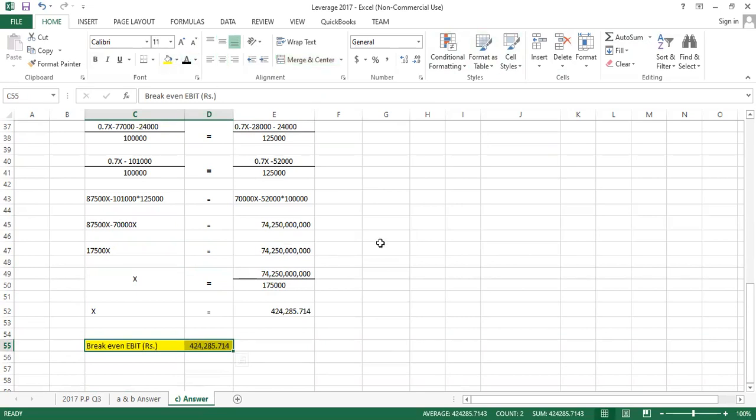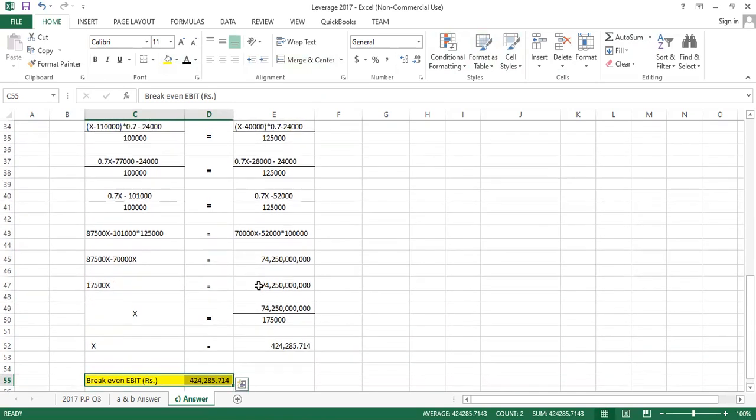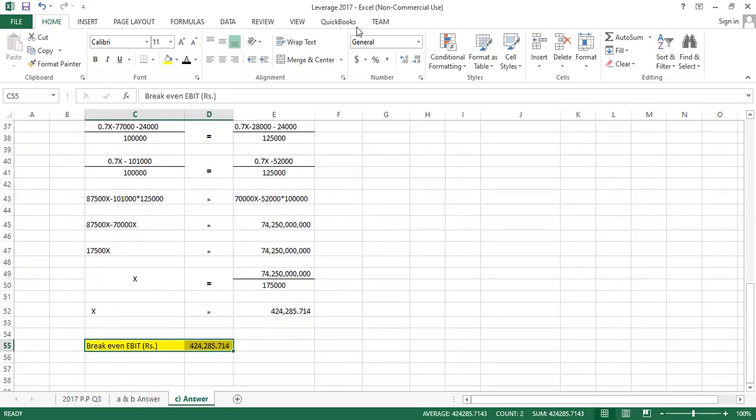So the break-even earnings before interest and tax is 424,285.714. That means at this earnings before interest and tax, the EPS for the two alternatives are equal. This earnings before interest and tax amount is 424,285.714. I think you all understood.